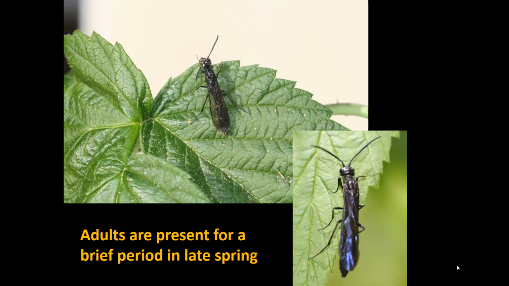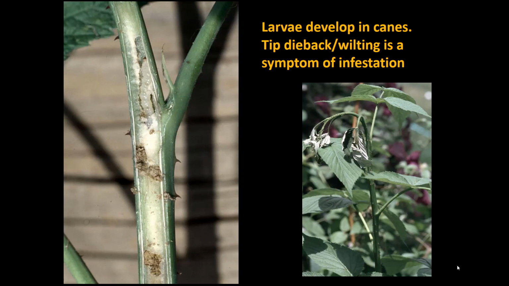So adults are present for a brief period in late spring. Rarely would people notice these. They kind of look like several other kinds of wasps. And then the larvae develop in canes. And the symptom you are going to see is a wilting beyond the point where it has done the tunneling. So if you wish to see where the actual larvae are, go to someplace below where you see the symptom.